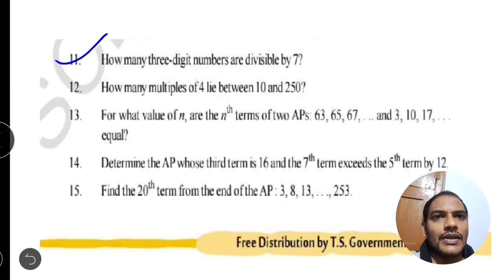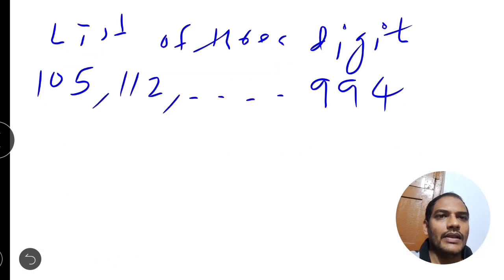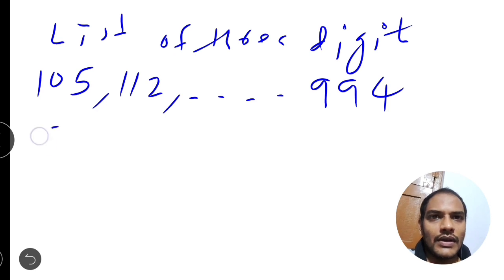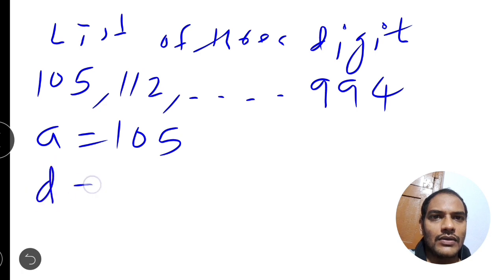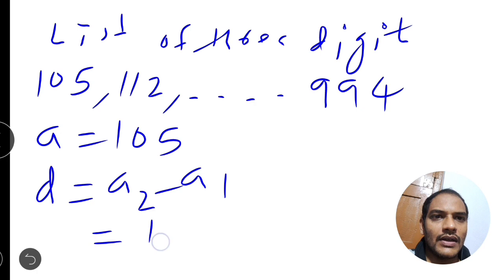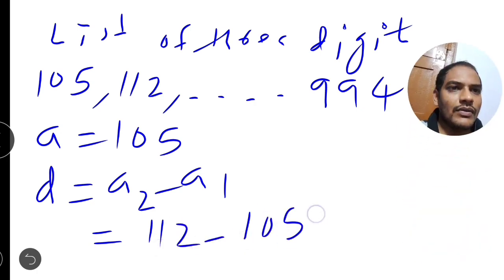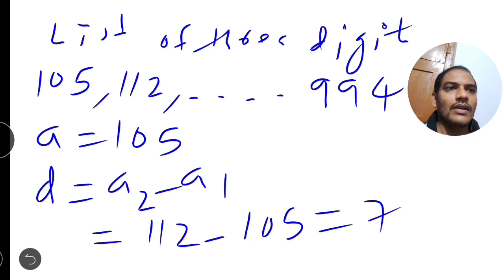But the question is, how many three-digit numbers are divisible by 7? So in this list, how many numbers are there? To find out that answer, first a equals 105 and d equals a2 minus a1. So a2 value 112 minus 105. So 112 minus 105 is 7.